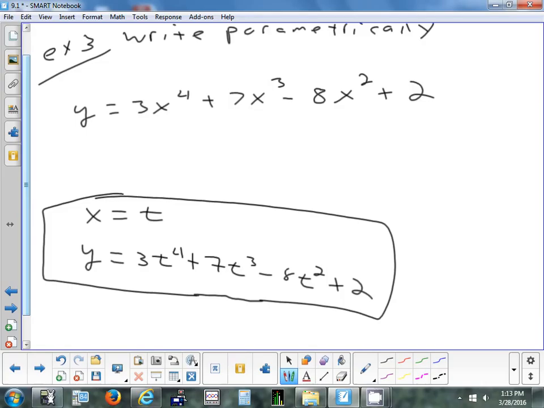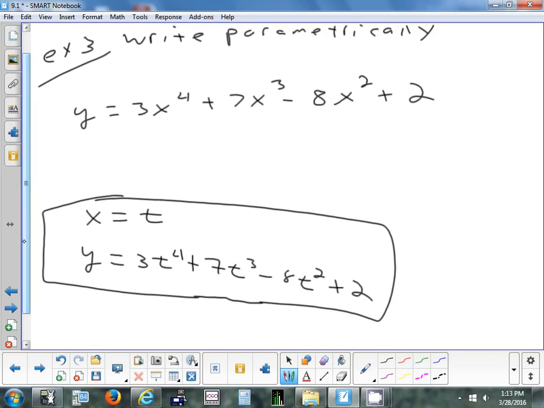And I can always check it by following the steps. Take the top equation, solve it for t. It already is. Substitute in my result for the variable. And that would just change all my t's back to x's. Okay, so you can always take anything and make it parametric, but you can't always go the other way.